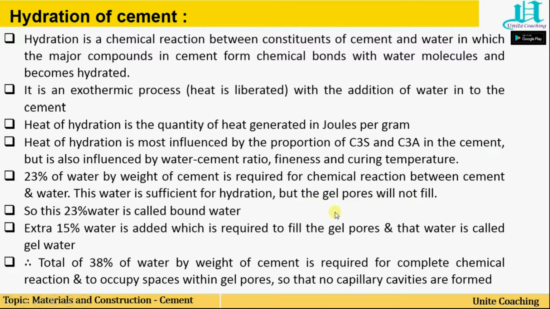So to fill those gel pores, you will add an extra 15% water, and that water will be called gel water. So what is the total? 23 plus 15. So I can conclude that a total of 38% of water by the weight of cement is required for complete chemical reaction, as well as to occupy the spaces within the gel pores. So no capillary cavities will be formed. So 23% water will be bound water, 15% water will be gel water, and bound water plus gel water will be the total percentage of water required for complete hydration as well as for filling the gel pores.